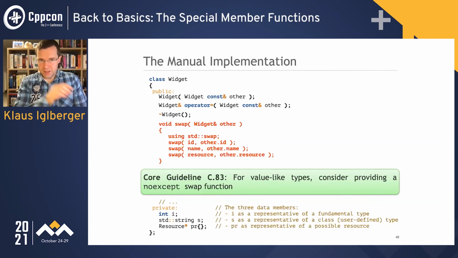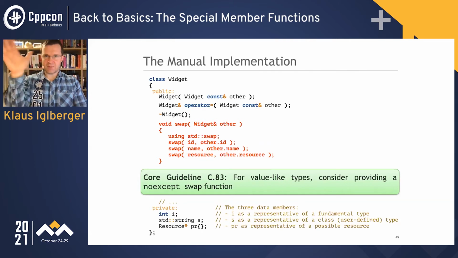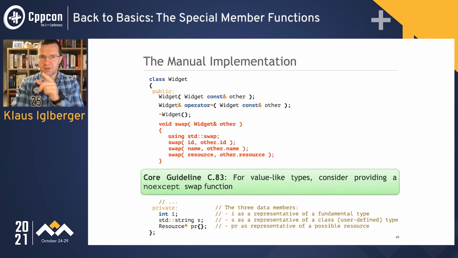I do not explicitly and qualified use std::swap, but I first ask the compiler to consider std swap, to also consider it, and then I do an unqualified call. That enables ADL, the argument-dependent lookup, to actually pick up the right swap for special data members of some other namespaces. So that's what core guideline C83 tells you. For value-like types, consider providing a no-except swap function. All right, now that's nice.